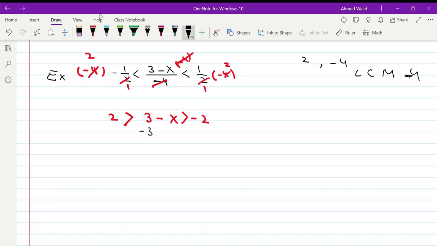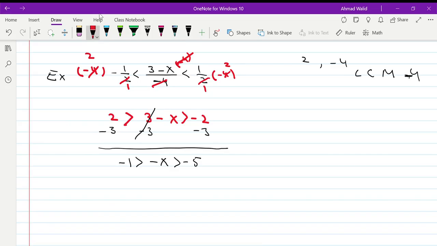Subtract 3 from all sides. These 2 cancel out. Be careful with the sign. Again, I'm telling you, you are in pre-calculus. If you write x, don't expect that I'll give you full marks. It's totally wrong, right? Your answer will be totally wrong. Focus on the signs. Negative x greater than negative 5 and less than negative 1. Of course, you are not looking for the negative x, right? You are looking for the positive x.